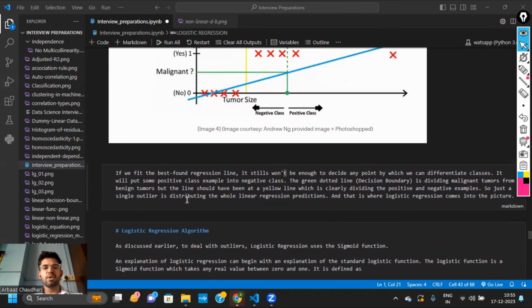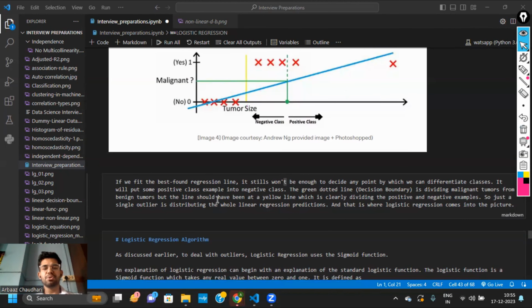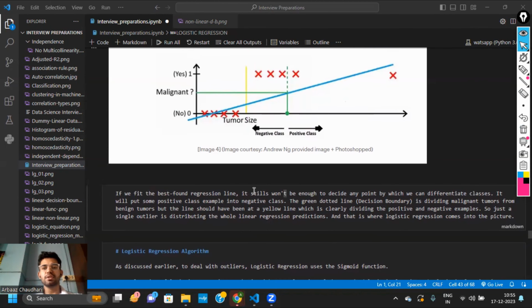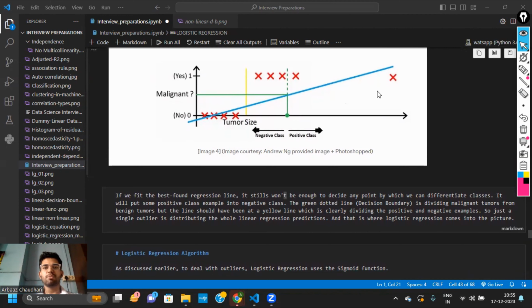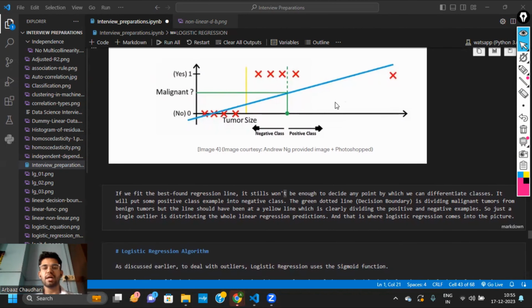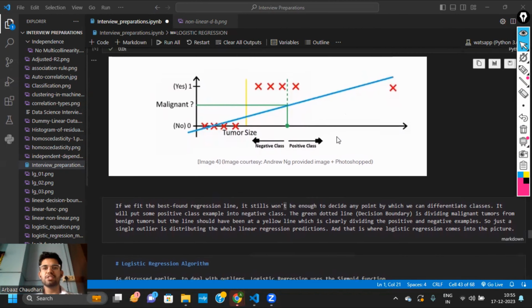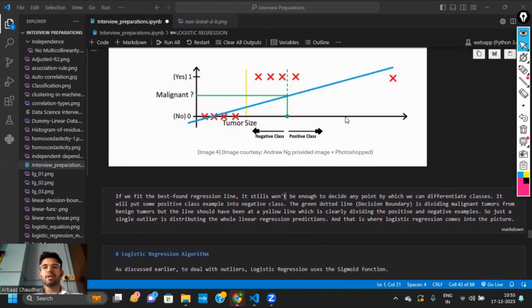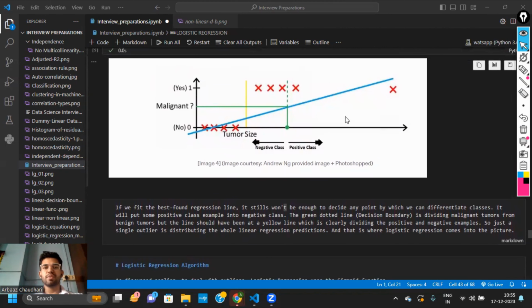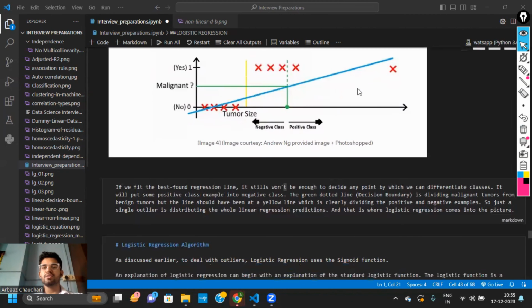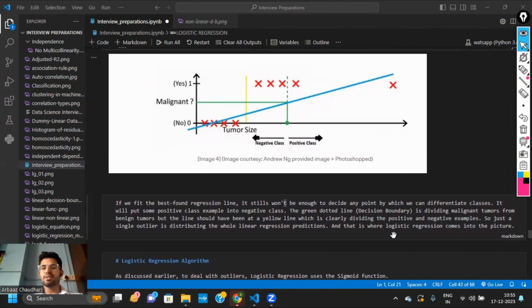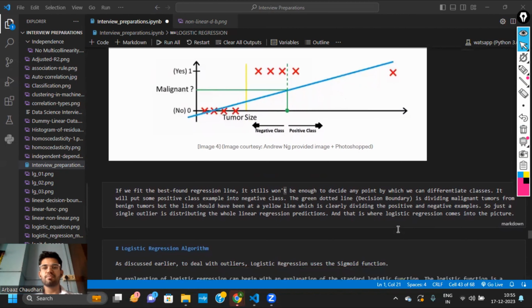So just a single outlier is disturbing the whole linear regression prediction. Because of this single outlier, linear regression is not working properly on this type of classification problem. So that is why, to make correct predictions every time when there is binary classification, the scientists and researchers came up with a new model, which was logistic regression.